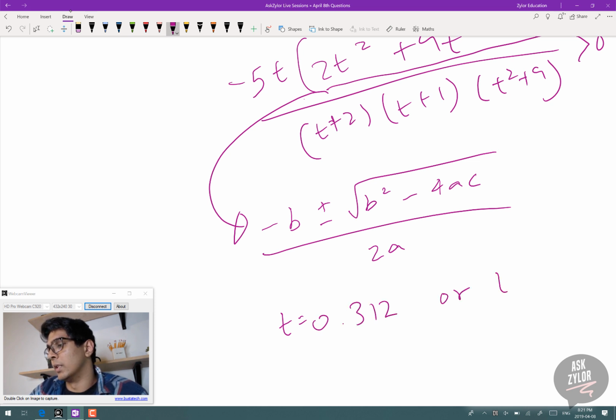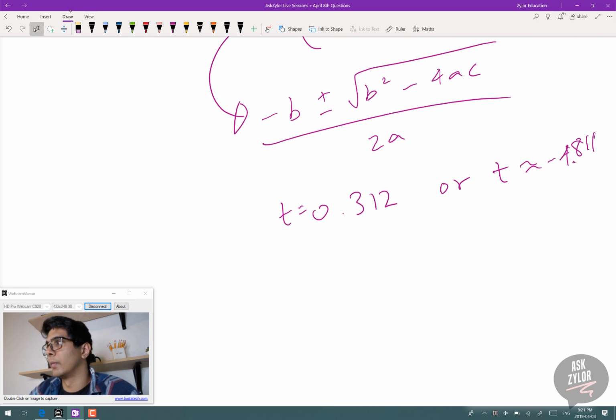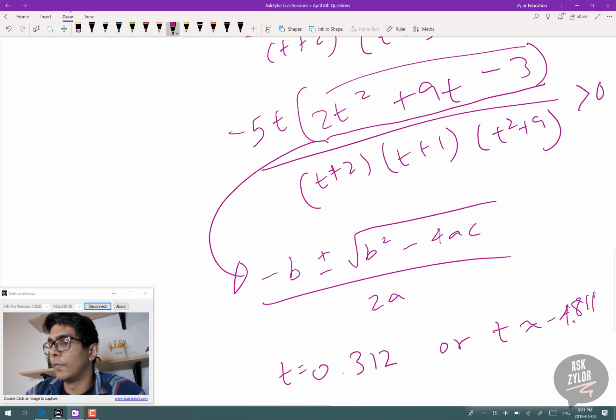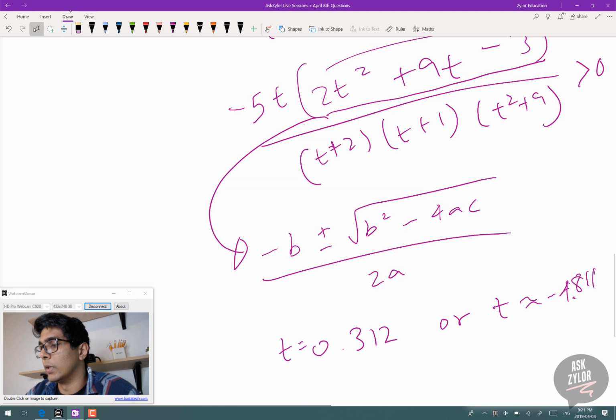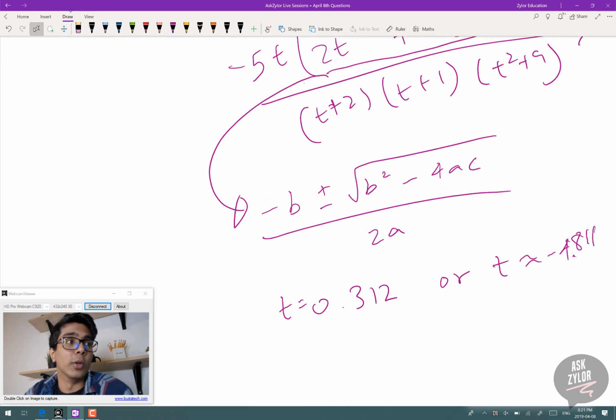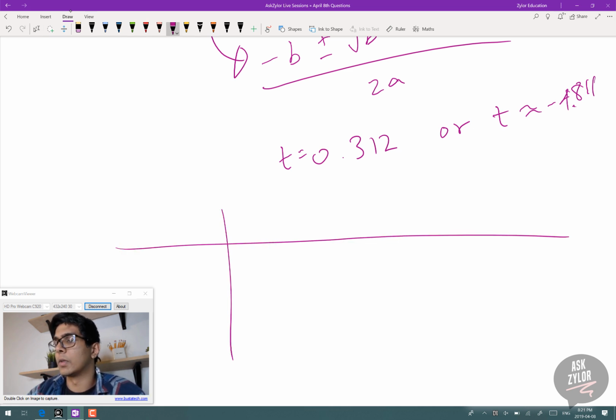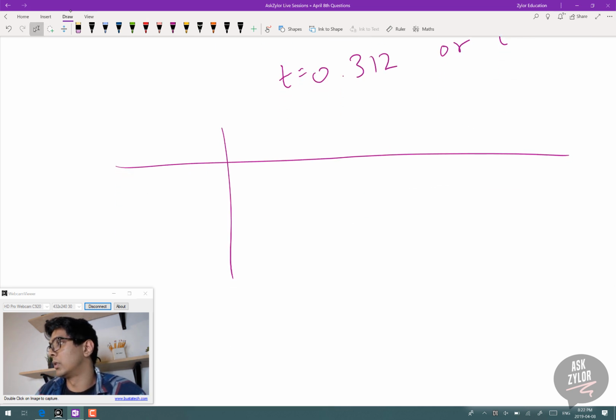0.312, or t is equal to negative 4.811. Right. So my x-intercepts for my quadratic over here are 0.312 or negative 4.811. So then I'm going to set up an interval table. So let's expand this.